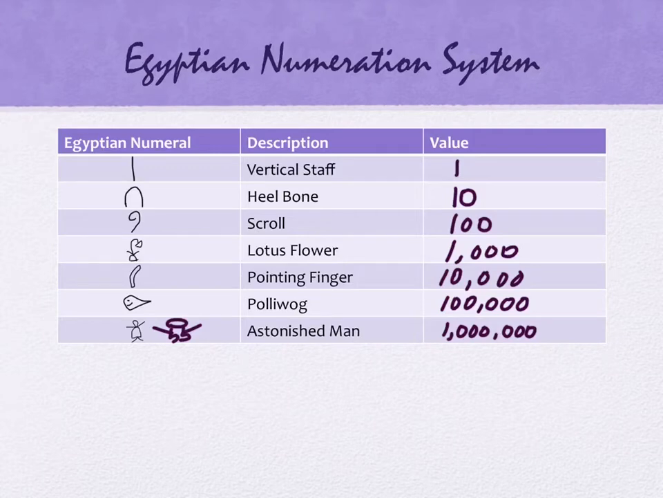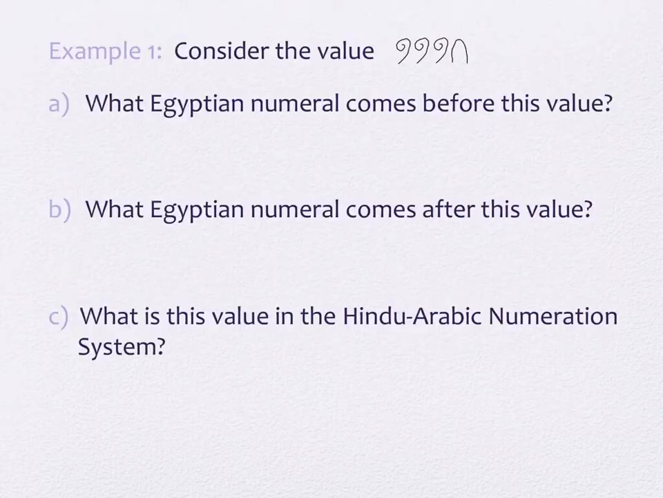Okay, so let's talk about theirs. What they would do in their system is if they wanted to represent the number 5, they would write 5 vertical staffs. If they wanted to represent the number 90, they would write 9 heel bones. So they just repeatedly write a symbol for however many of them that they need. So when we're taking a look at this symbol right here, and I see 3 of this shape, it means I'm going to have 3 times whatever that shape is worth.